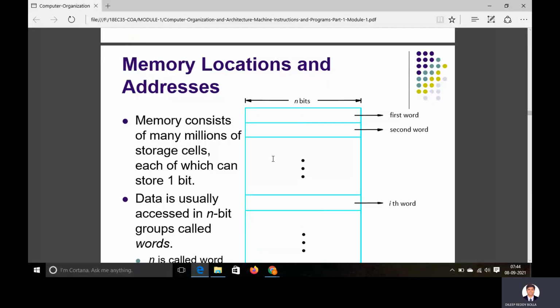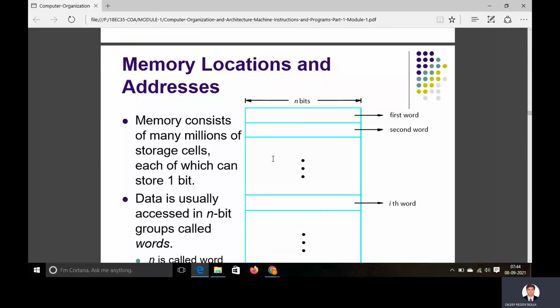For this reason, the memory is organized so that a group of n bits can be stored or retrieved in a single basic operation. Each group of n bits is referred to as a word of information, and n is called the word length. All right.